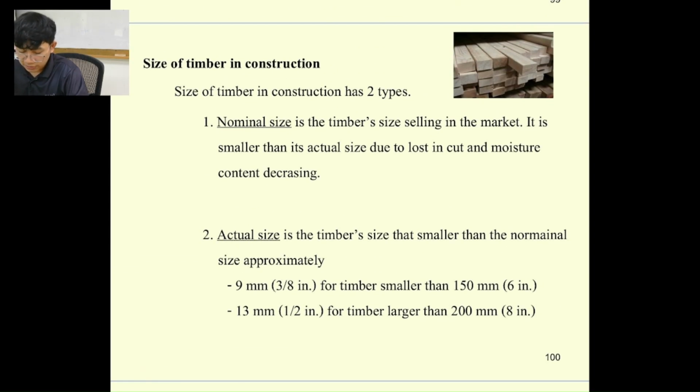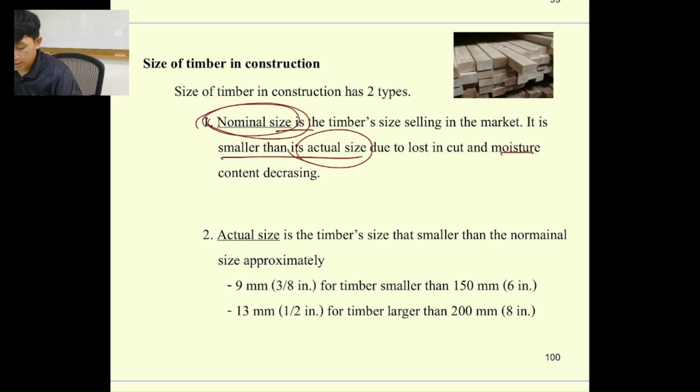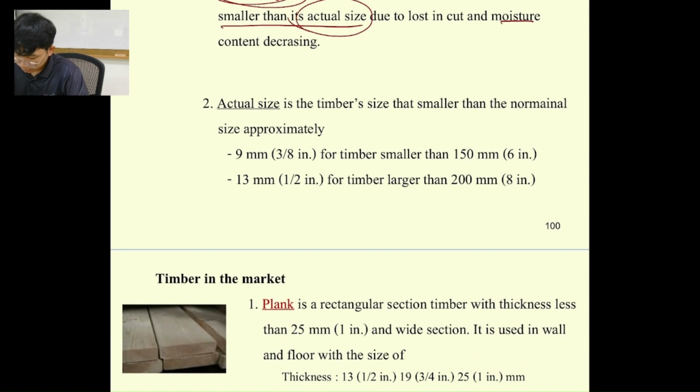construction we have 2 sizes of timbers. One is the nominal size. It's the timber size that is sold in the market, but it's smaller than the actual size due to the loss of moisture. So when we cut it at the factory, we call it nominal size, and then we specify it in the catalog that it's going to be this size. But the actual size that we can measure after buying it is usually a little bit smaller than the nominal size. So it can be smaller according to these numbers by its size.